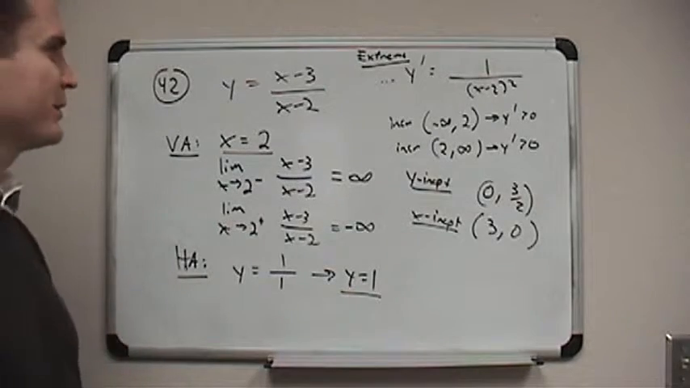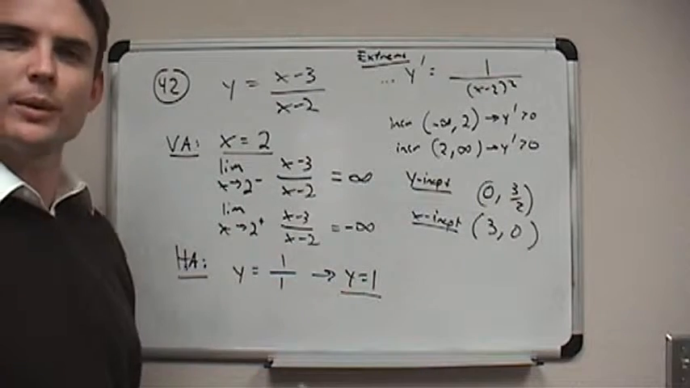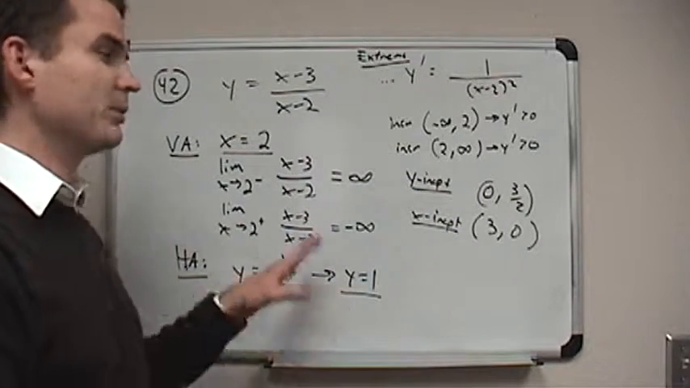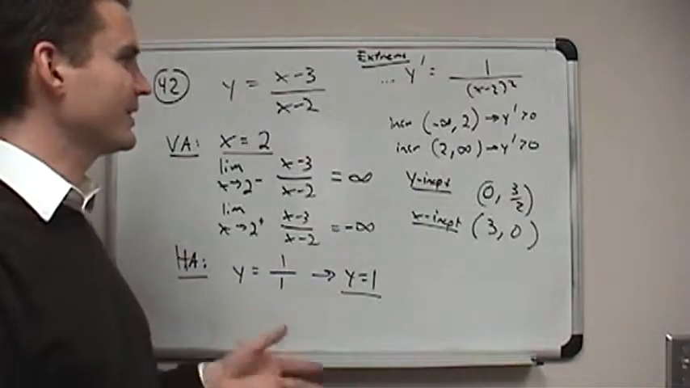Okay, this is number 42 from the book. Actually kind of a big problem, and for that reason I chose to just show you the work that we're going to use to draw the graph. We'll go through it briefly, but then we'll use all this information we've been talking about to get a good graph of the function.